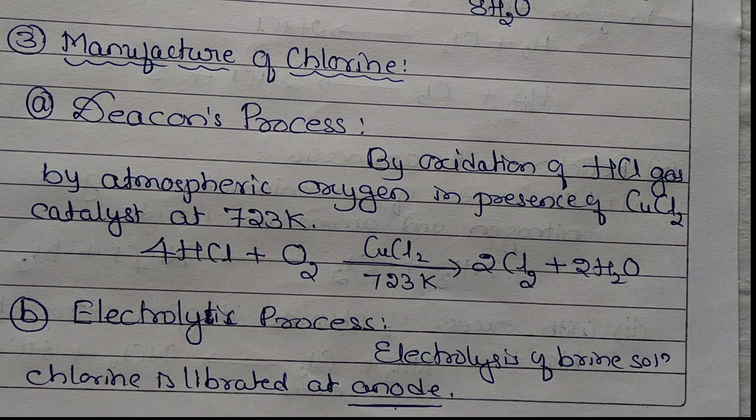Next are the properties. Chlorine is a greenish yellow gas with a pungent as well as suffocating odor, and it is heavier than air, about 2.5 times, and it is soluble in water. You can dissolve it in water. Like hydrochloric acid, where HCl gas is dissolved, in the same way chlorine can be dissolved in water.